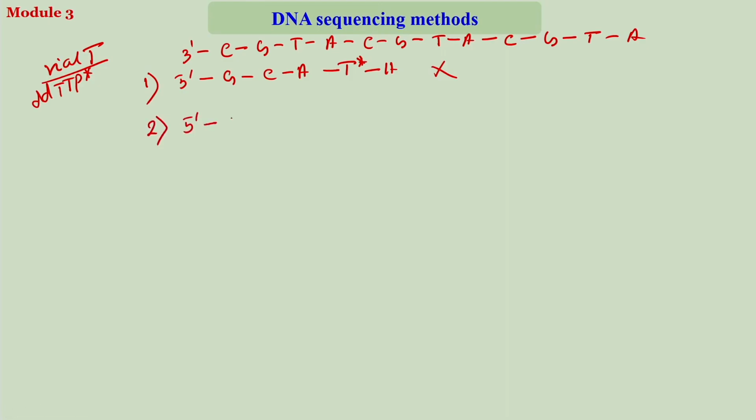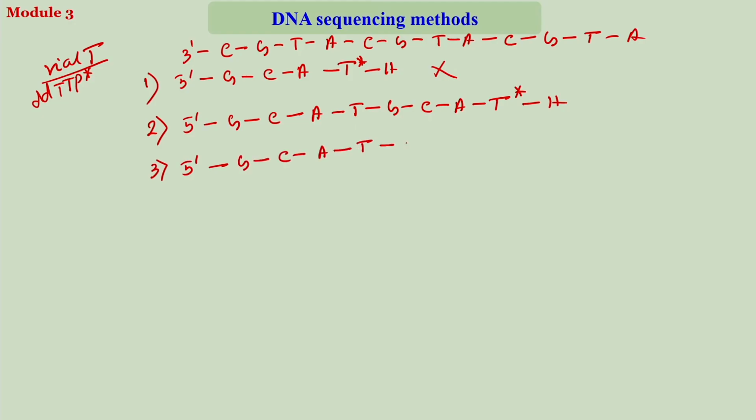Case number 2, G C A T, G C A T star. Case 3, 5 prime G C A T G C A T, G C A T, the last one, and it would be H, and of course, that is the full length. So, again 3 cases.